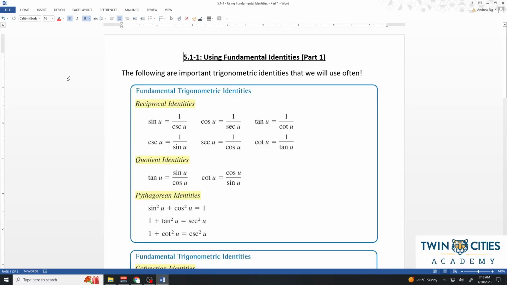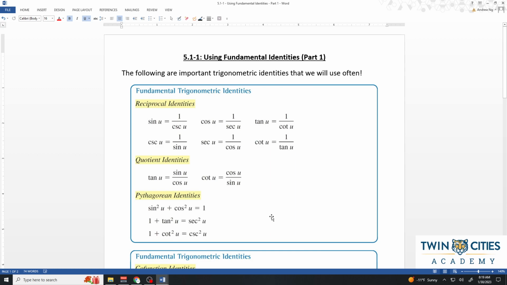In Unit 5, we'll be talking more about these trigonometric identities that we've already gone through in previous sections. Let's start with some of the ones that we've already seen before. Reciprocal identities: sine and cosecant are reciprocals of each other, cosine and secant are reciprocals of each other, and tangent and cotangent are reciprocals of each other. Then for the quotient identities, tangent is sine over cosine, and since tangent and cotangent are reciprocals of each other, as we've seen just now, that means that cotangent is cosine over sine.